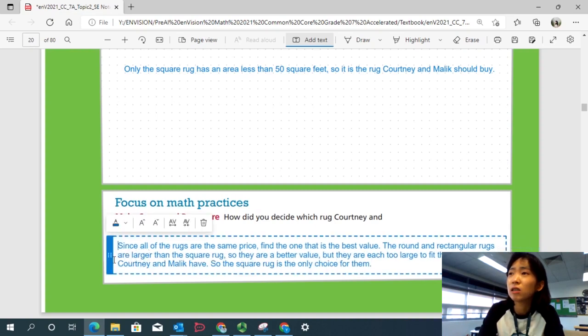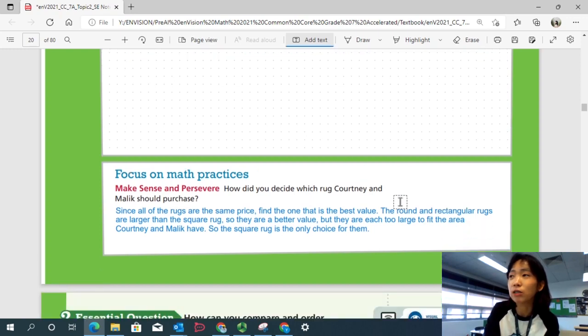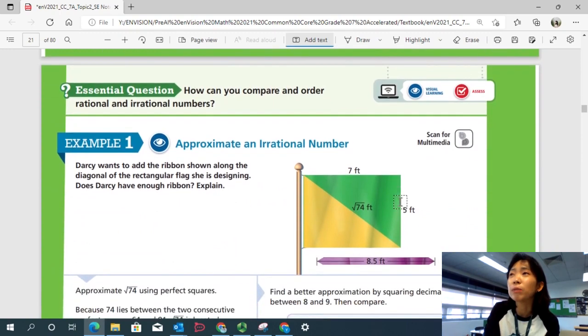Yeah, that was our thought process exactly. So they'll probably buy the square rug. If not, they'll probably come back and purchase another one or change them. Let's move on to the next page.